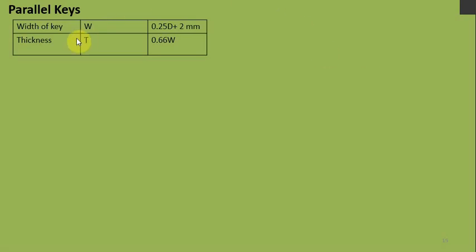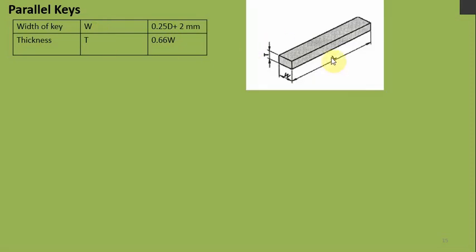for drawing a key, the minimum dimensions we require are its width and thickness. For a parallel key, width w is equal to 0.25d plus 2 mm, where d is the diameter of the shaft, and thickness t is equal to 0.66 w, where w is the width of the key. The length L depends on the requirement, so there is no constraint for length.